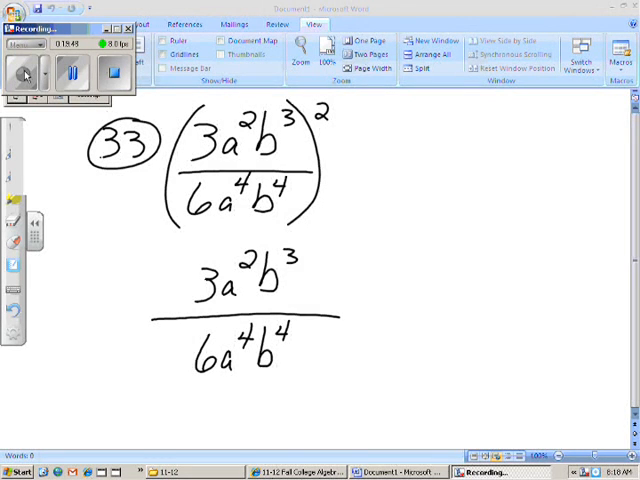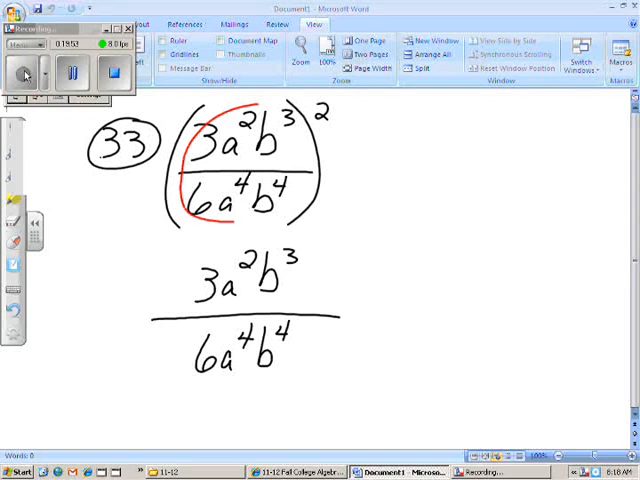Okay, I'm on number 3. I'm just going to give you a little hint to get you started. If you see this whole group being raised to the second power, it's okay to raise the top to the second power and then raise the bottom to the second power.